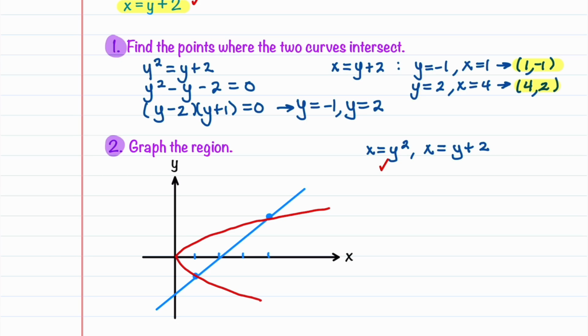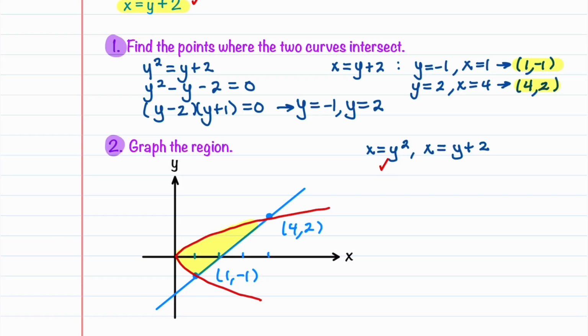And we can see that these two curves enclose this area right here. Now let's go ahead and label everything. Our first point of intersection is down here at the bottom, and it is (1, -1). And then our point of intersection at the top is the point (4, 2). Let's now label our graphs.